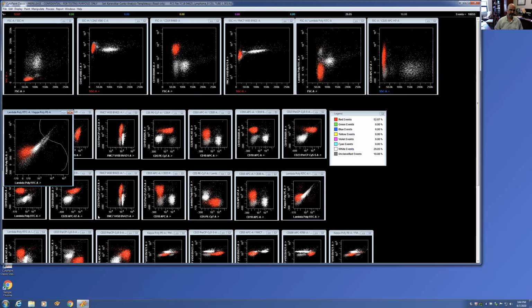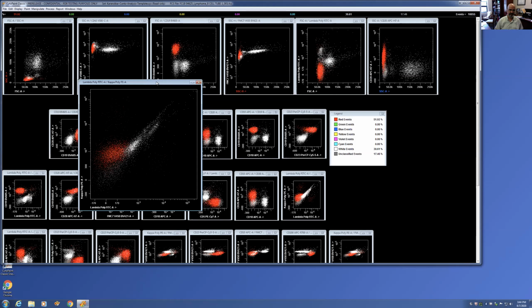So here's your Kappa Lambda. I'll just blow it up for the purposes of this talk. And what can you see? You can see that there is a cluster of Kappa positive cells here. There is a cluster of Lambda positive cells here. These look like maybe your polytypic B lymphocytes in the specimen. And there is clearly a barren cluster here that is on the left side of the diagonal. So it's restricted to Kappa and is quite dim.